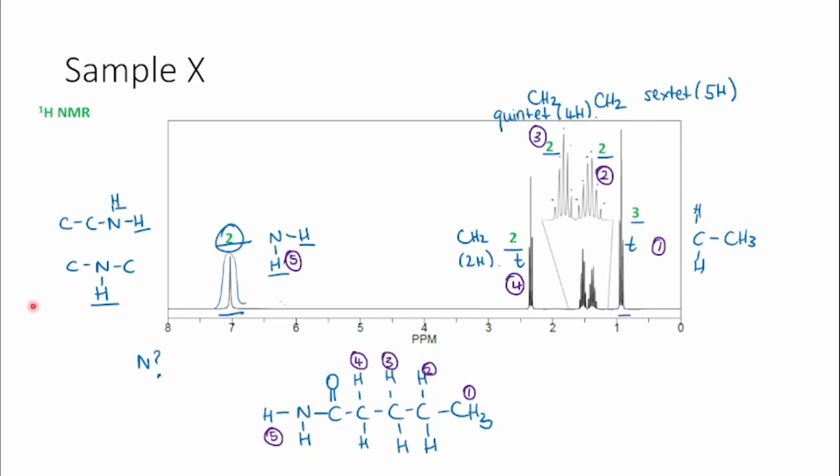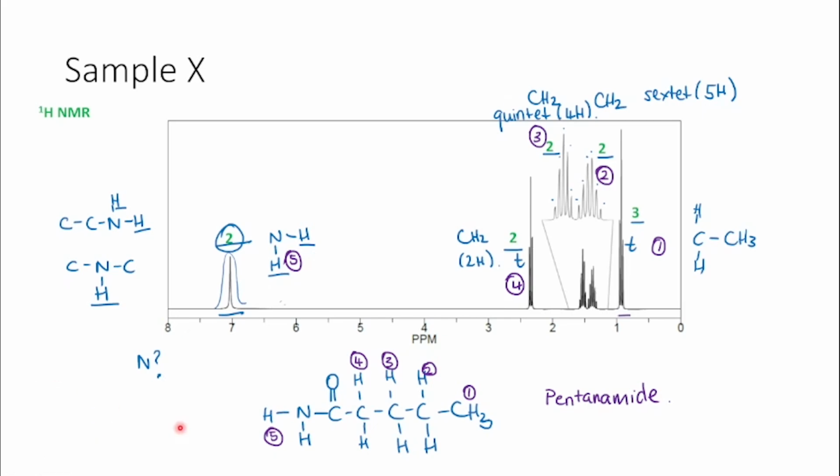Now we need to give it a name. It is an amide. We have 5 carbons, so the final name for our molecule would be pentamide. Or pentanamide, however you want to pronounce it. Pentanamide is probably the most correct way of saying it.